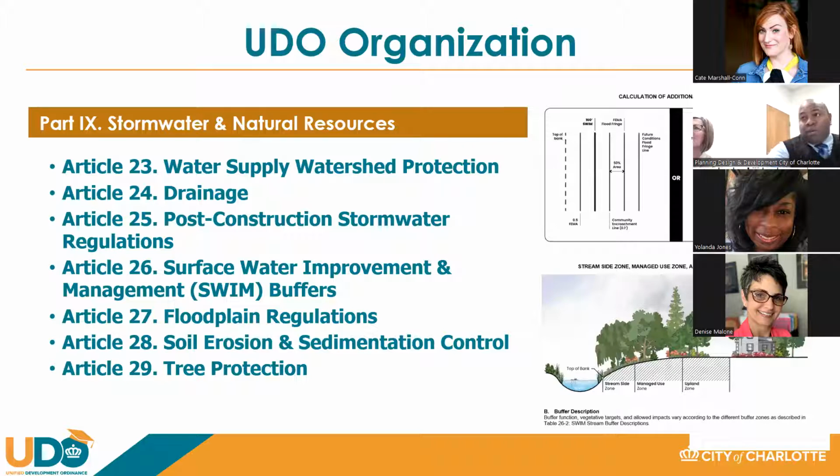Now getting out of zoning, Part 9 is our stormwater and natural resources. This is where you're going to find, like in Article 23, the water supply, which was all called the old watershed. You also have your drainage section and requirements. Article 25 is post-construction. That's your stormwater. Think of it as the old post-construction ordinance. This is where it is. Then surface water improvement management and buffers, your floodplain regulations, soil and erosion sediment control, and your tree protection, which is bringing in all the others such as our erosion control reviewers, tree ordinance, and, like I said, post-construction and the surface waters, all brought into this one section.